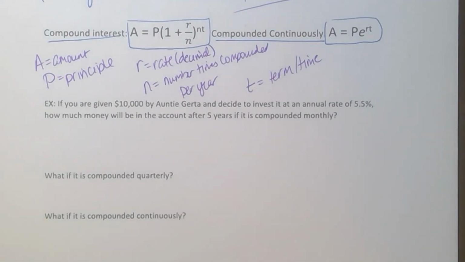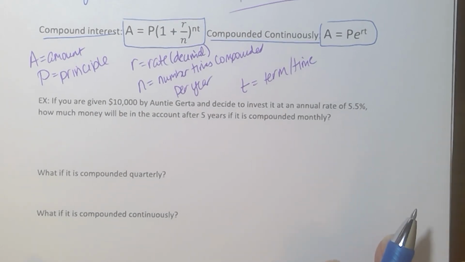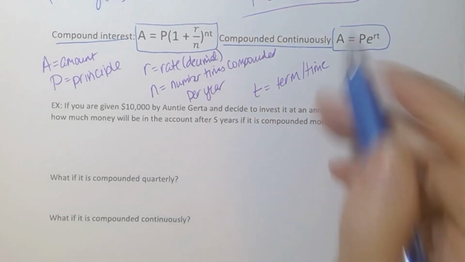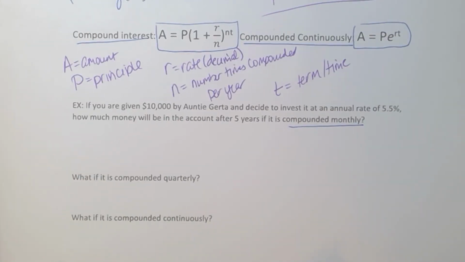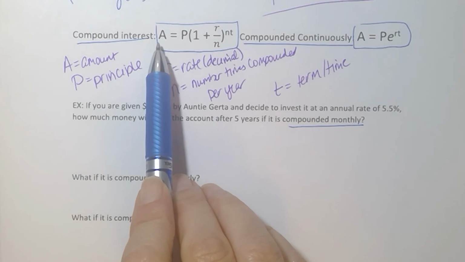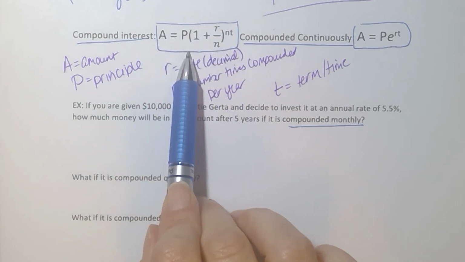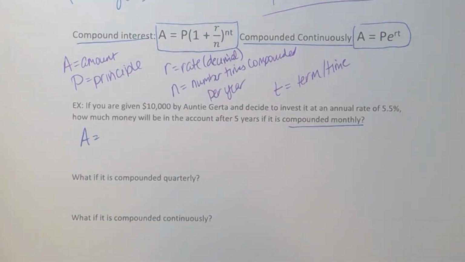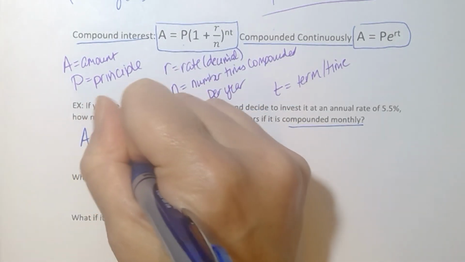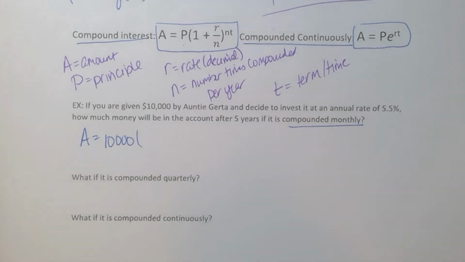Okay, let's do our sample problem. You're given $10,000 by Aunt Gerda, and you decide to invest it at an annual rate of 5.5%. How much money is going to be in the account after 5 years if it is compounded monthly? Well, compounded monthly is our general compounding formula, so we're going to be plugging into this first calculation. We're finding A, the amount of money in the account. For P, the principal, $10,000, because that's how much I'm investing.